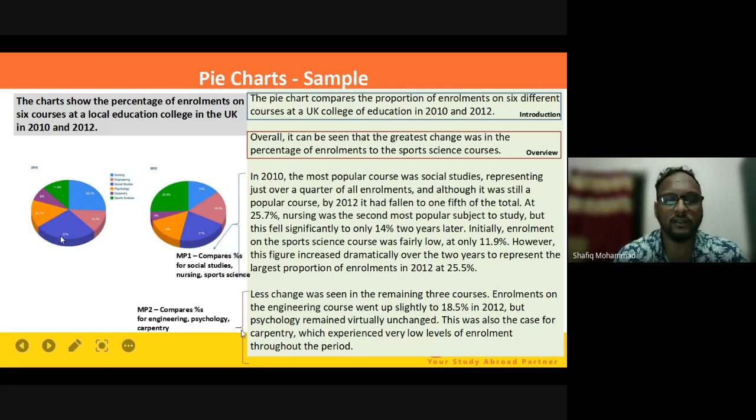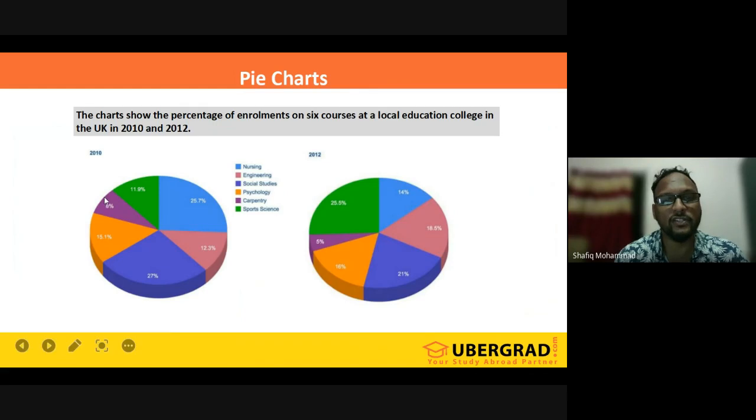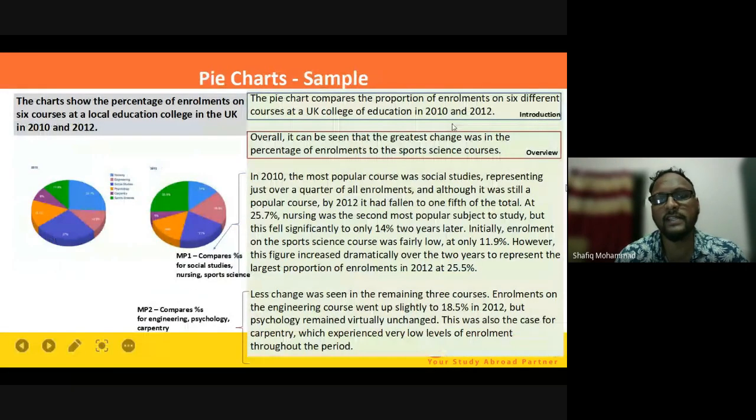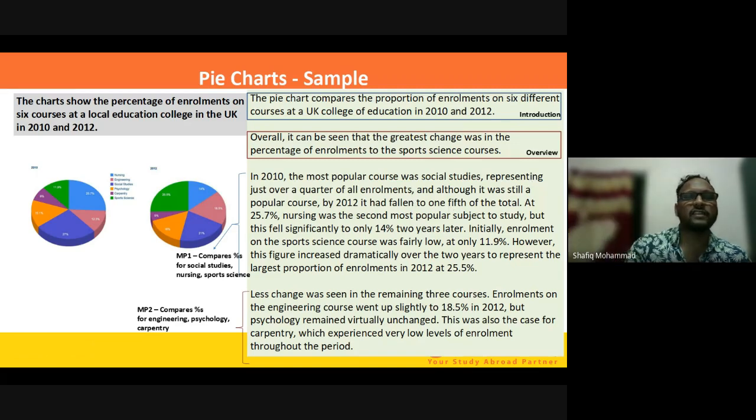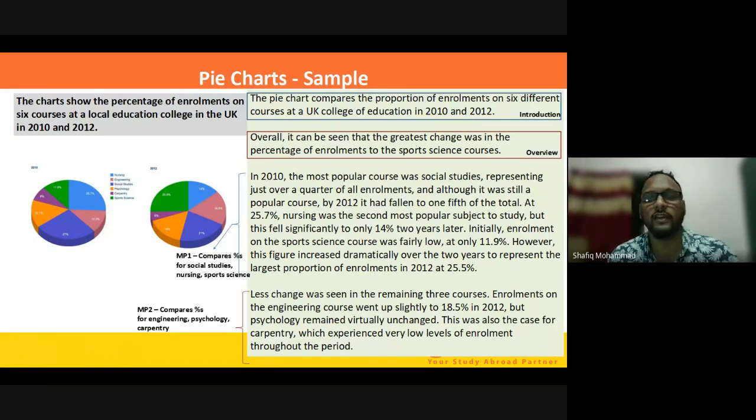Obviously, he's talking about this because it is somewhere around 27% social studies. So in 2010, social studies was the most popular course. That is what he's stating here, representing just over a quarter of all enrollments. Okay, so he's saying about each and everything, it is a little bit more, isn't it? So for that, he's saying over a quarter of all enrollments about other courses. Okay, it's just a small increase, a little bigger proportion than the other courses. That is what it means.